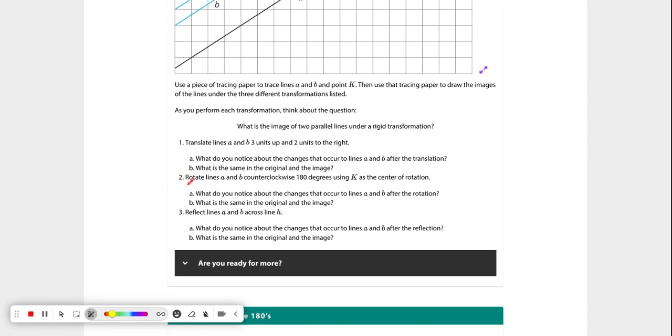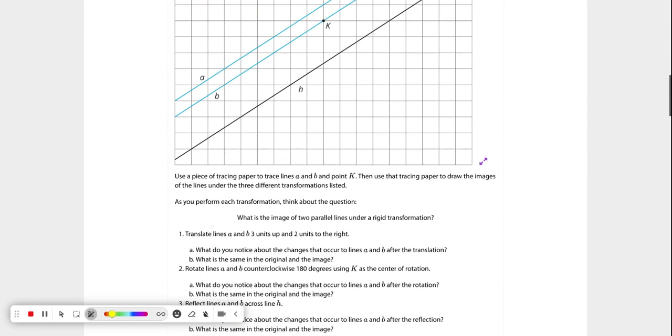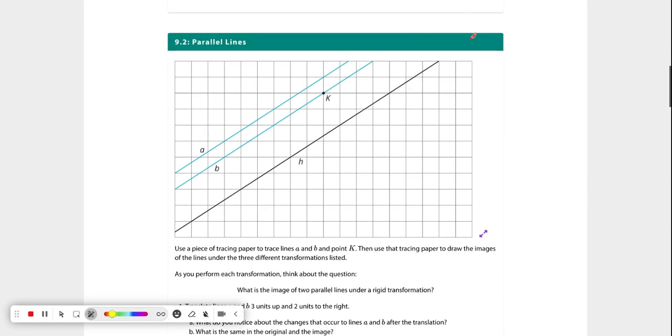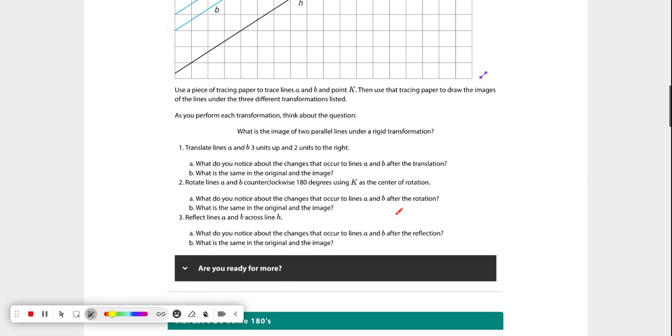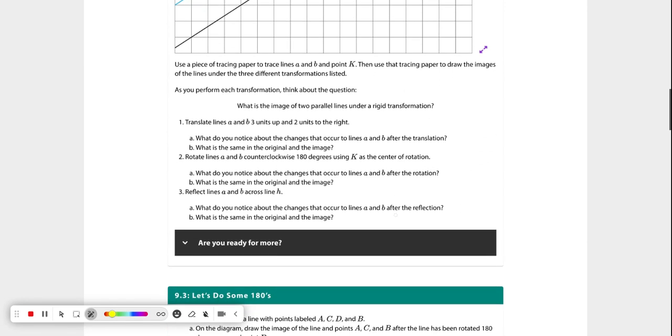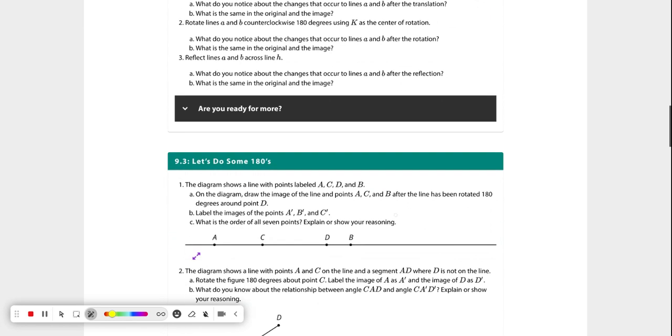The second thing you're going to do is rotate them counterclockwise 180 degrees. That's half a circle or 2 corners, using K as the center of rotation. What do you notice? And then question 3 is going to ask you to reflect lines A and B across this line of reflection H. And you'll do that using your tracing paper as well. And you'll notice a few things. Something you definitely want to be looking out for are parallel lines.